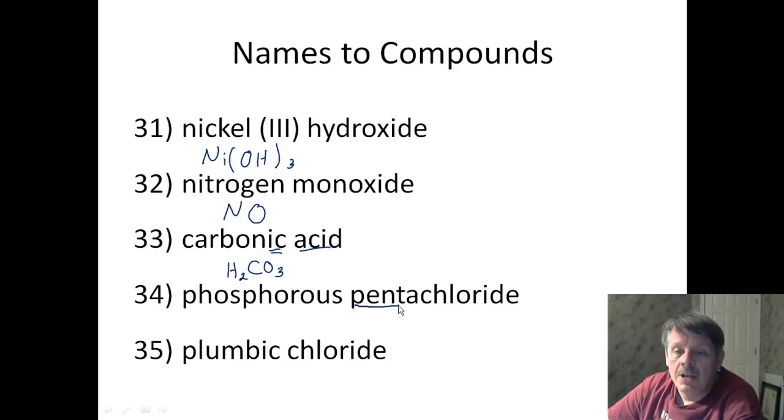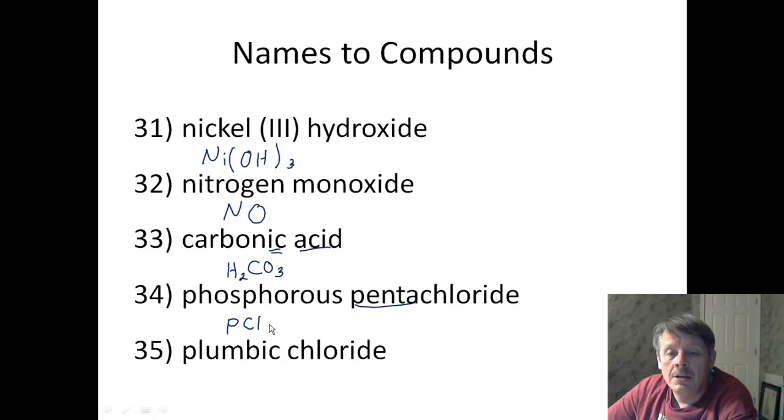I notice I have a prefix in front of my second word, so this is going to be covalent, so this is an easy one. It is phosphorus, penta, chloride, so it's PCl5.